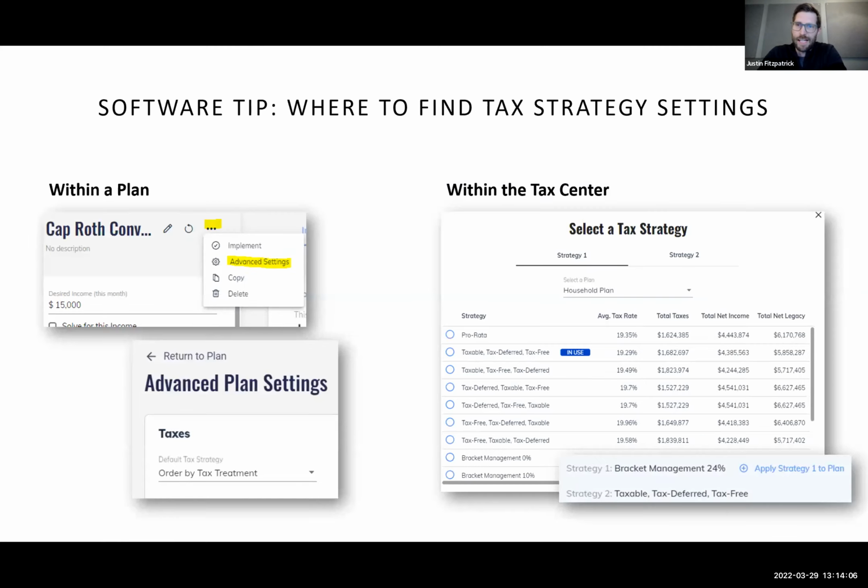You'll also see it in the tax center in a couple of places. If you hit edit, you'll see a list of all the tax strategies. And actually, you can even apply a tax strategy to a particular plan. You can say, hey, this plan is planning to do this tax strategy, by clicking apply strategy to plan within the tax center. So that's just a way to not force you to go from the tax center back to a plan, go into the advanced settings. So it's just a shortcut, basically.